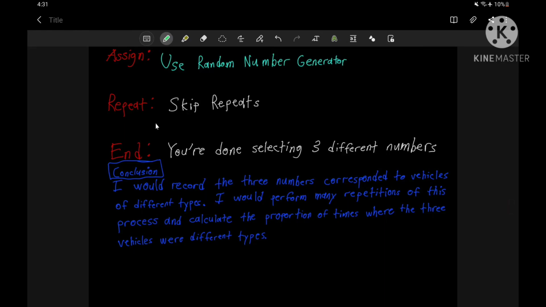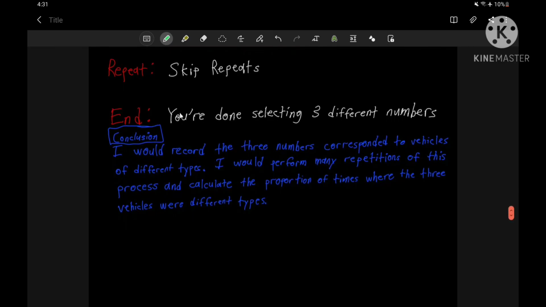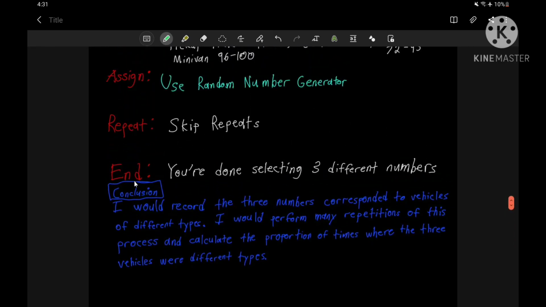For repeat, we're supposed to skip repeats, because why would you generate the same number in one group? It doesn't make any sense. For the end, you're supposed to end the random generator once you're done selecting 3 different numbers from one group.